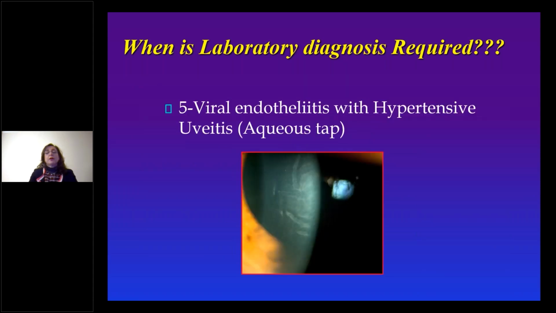And the fifth and last part where you can also do laboratory diagnosis is viral endotheliitis with hypertensive uveitis. So if you've got endotheliitis and corneal edema from limbus to limbus, or even sometimes it's not from limbus to limbus but quite extensive, especially with raised pressure, and you're suspicious that this may be herpes, then you can do an anterior chamber tap and send for viral PCR, because once you know the diagnosis, it becomes very helpful.